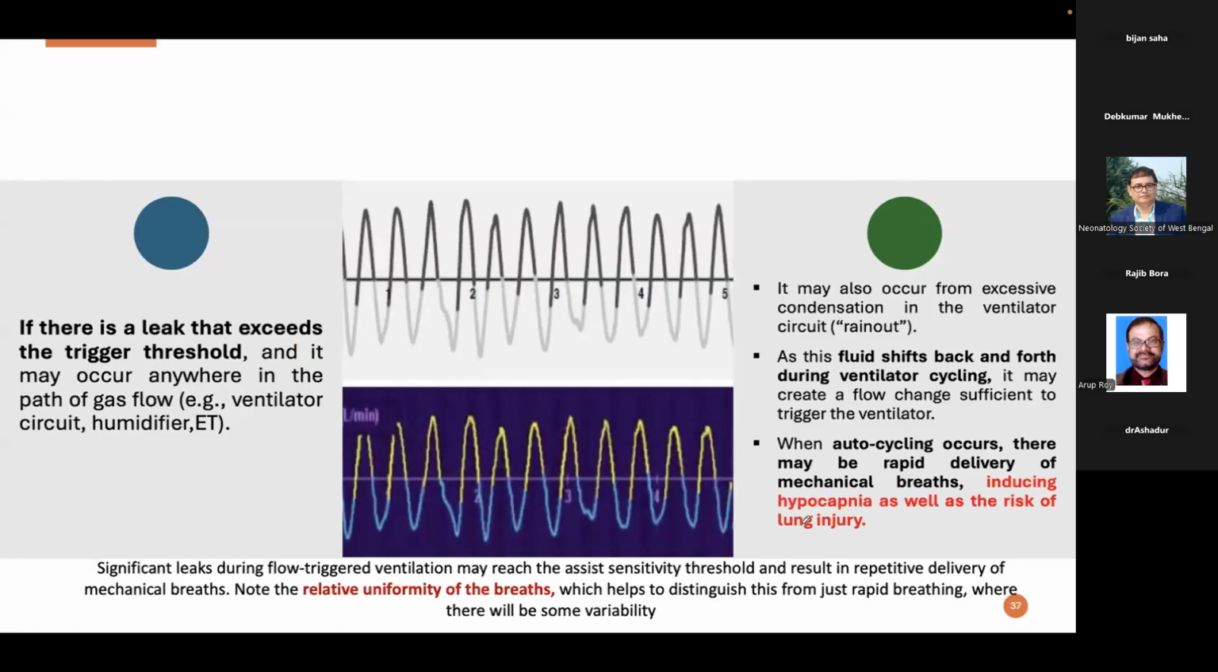So why is it important to avoid? Because it can lead to hypocapnia as well as the risk of lung injury. And how can we know whether it is auto triggering or a spontaneous breath? We can see here that these breaths are relatively uniform. Spontaneous breaths are not uniform to such a level. So by looking at the picture, we can say that probably auto triggering is happening. Then we need to look at the leaks and the secretions and do the corrective measures accordingly.